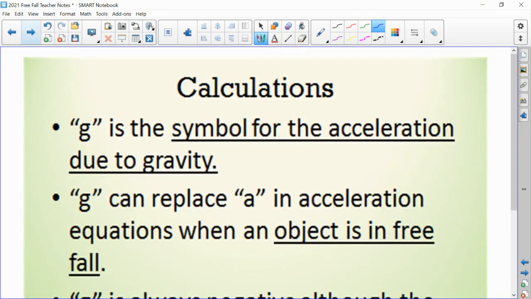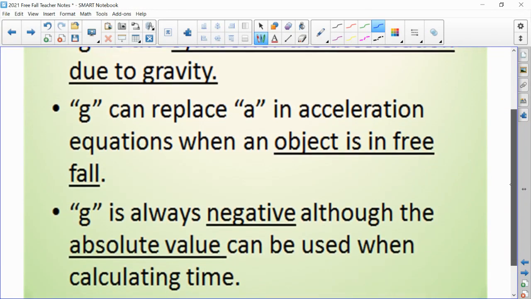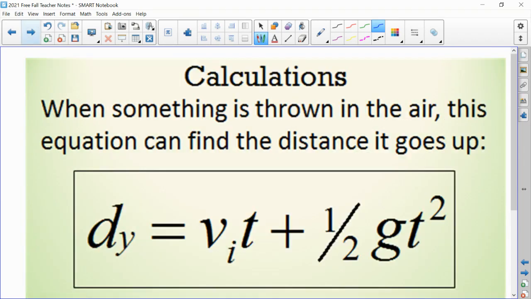So g is our symbol for the acceleration of gravity. g can replace a in the acceleration equations that we learned, and we're going to talk about each one of those when an object is in free fall. g is always negative, although sometimes we may use the absolute value, which is positive, when we're calculating time in certain situations, but we'll get to that if we need to.